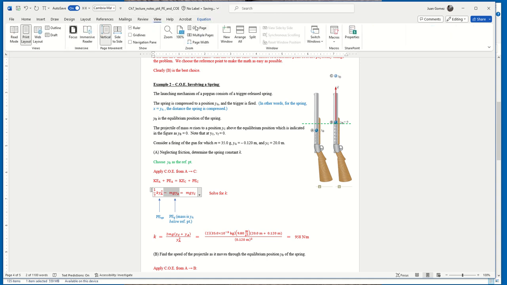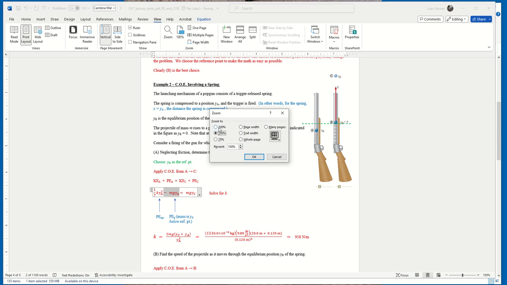Let me zoom in a little bit here. I'll go to like 150.